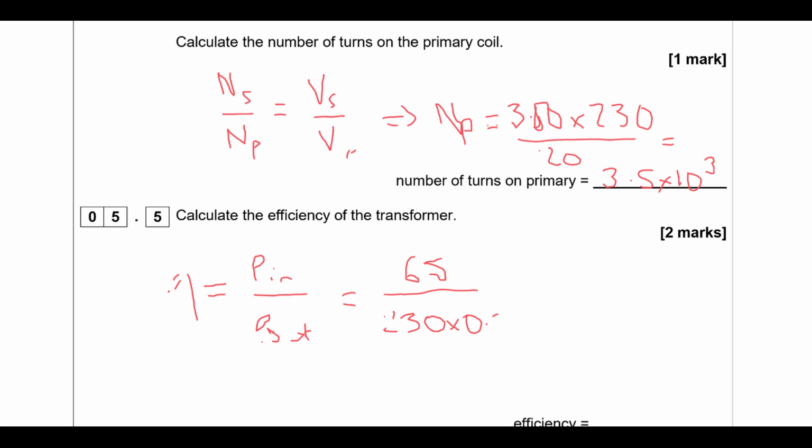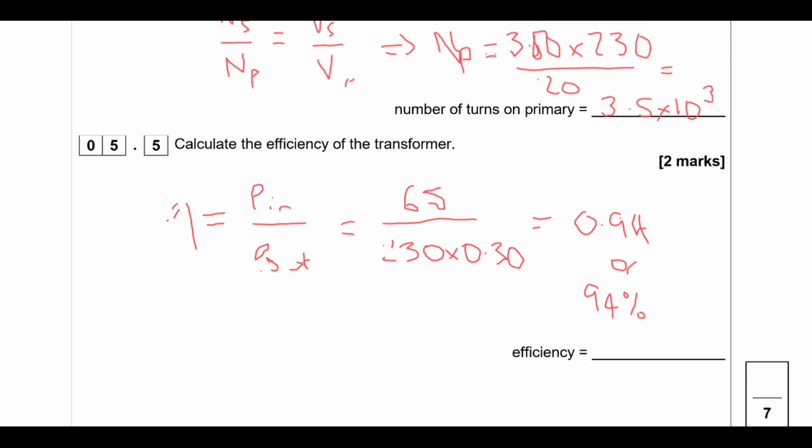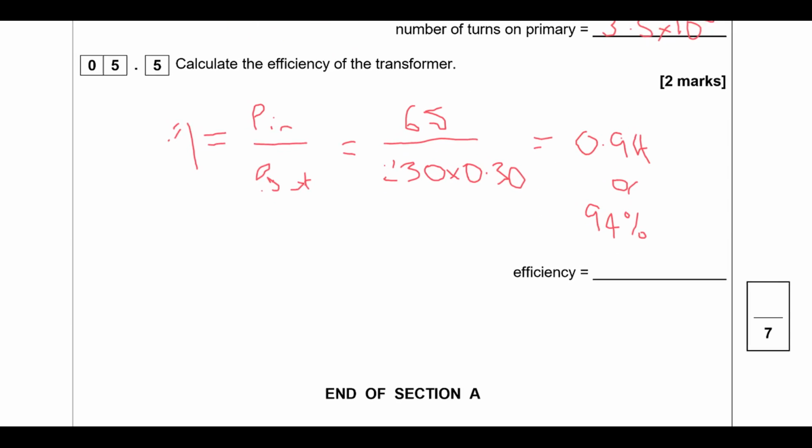We're assuming that 65 watts is the average or RMS value for power, so 230 times 0.3, 65 divided by the answer gives you 0.94 or 94%. Did it give you an indication? No, so either of those should be fine. I always write the answer as both a decimal and a percentage, so then you never have to worry about what they were going for.